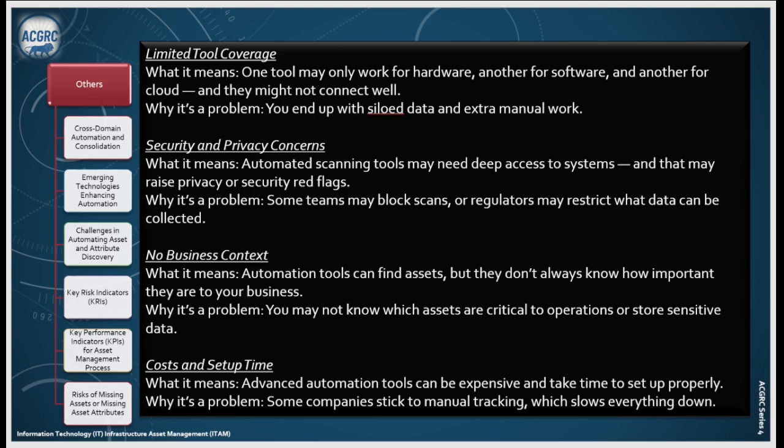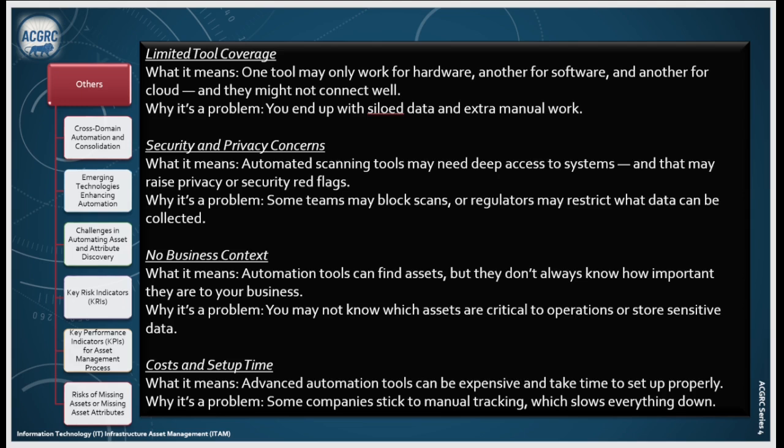Automation tools can find the asset, but they don't always know how important it is to your business. Hence, you may not know which assets are critical to operation or store sensitive data. The last part in this case would be cost. Advanced automation tools can be expensive and take time to set up properly. Some companies stick to manual tracking, which slows everything down.